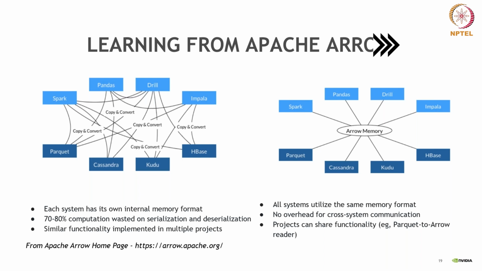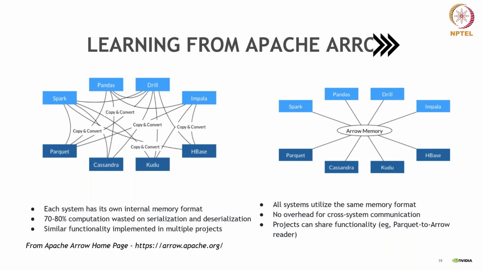Then came a project called Apache Arrow. Apache Arrow was an innovation which solved one big problem existing in this data science space. There are so many frameworks out there, and each and every framework has its own way of talking, reading, writing, or interfaces. Apache Spark, Pandas, Impala, HBase, Cassandra, basically each system had its own internal memory format.